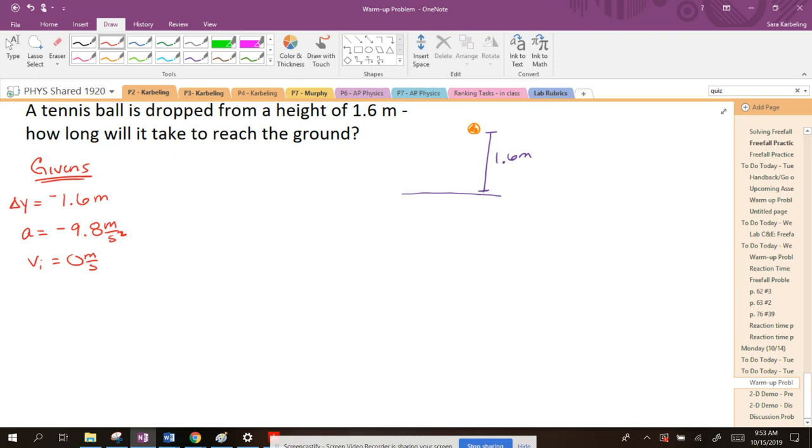What's your unknown? The next step in the problem? Says how long is time, right? All right. I need an equation. You got your equation sheet out, that nice green piece of paper? There are 4 equations on there. I only want one of them. Which one is the one that I want?